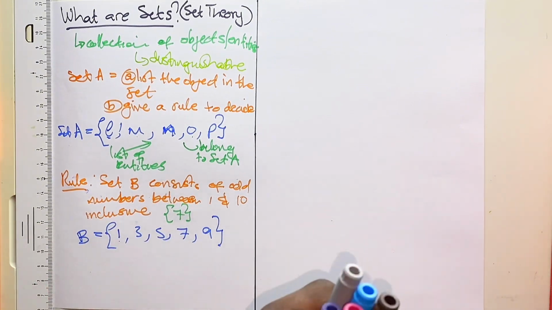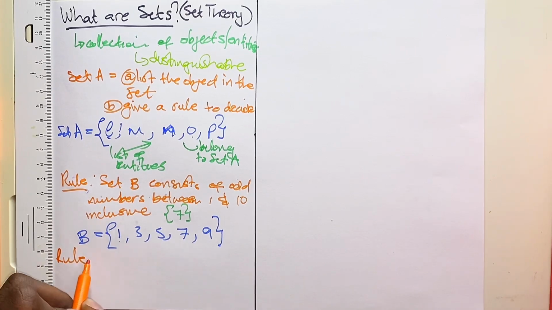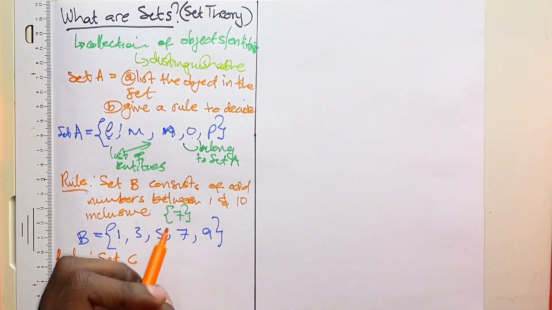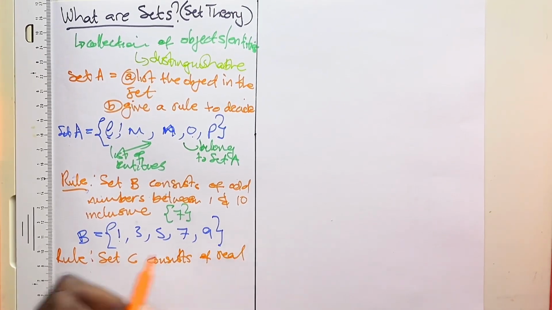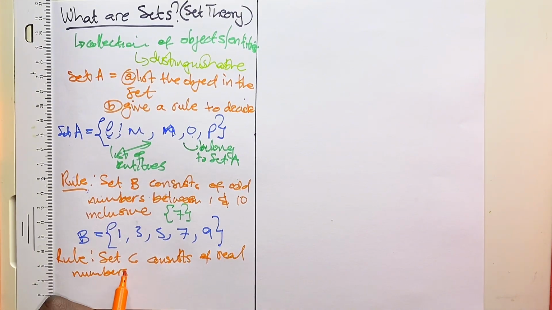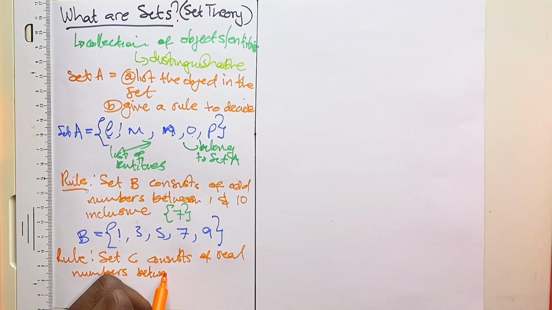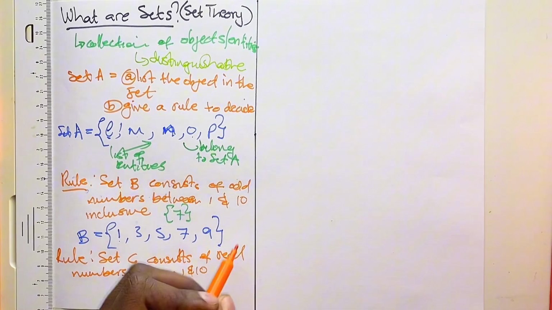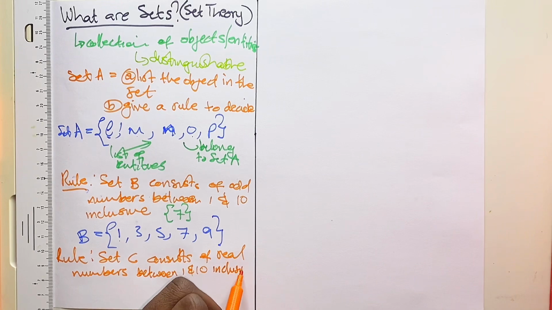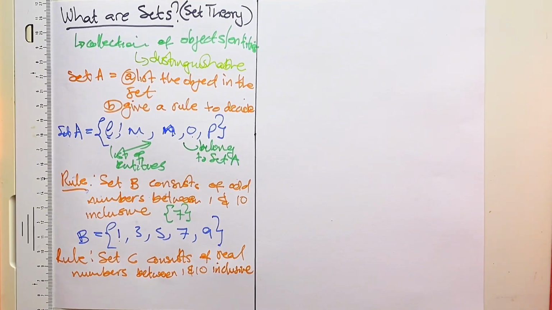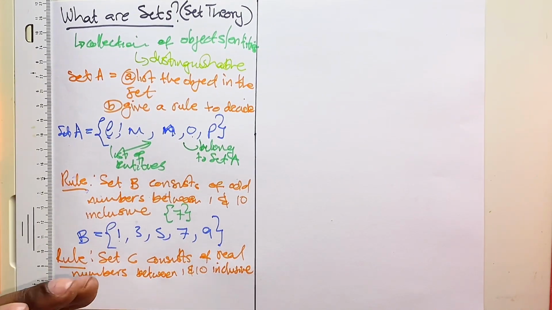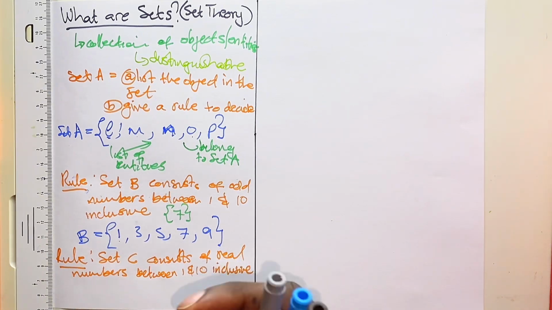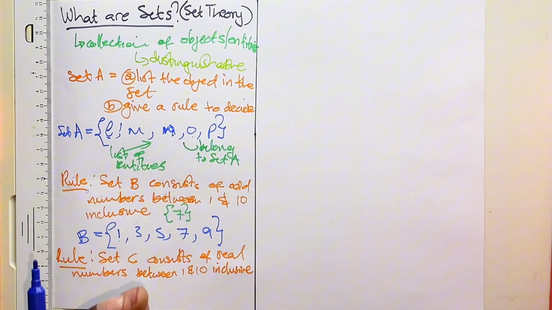Now, let's try another rule. Let's say my rule determines that set C consists of real numbers between 1 and 10 inclusive. For set C, there's a rule that says numbers that belong to my set C are real numbers between 1 and 10, inclusive, including 1 and 10.